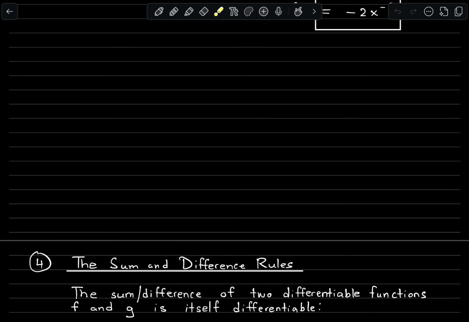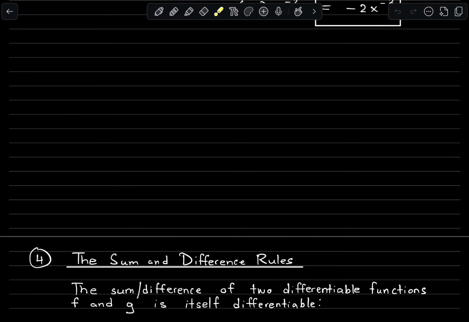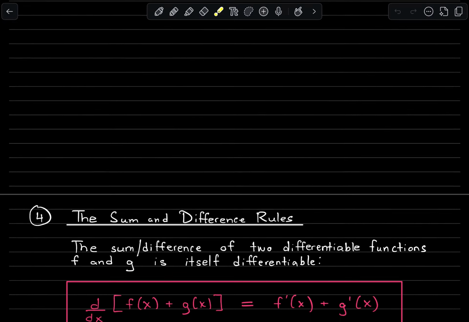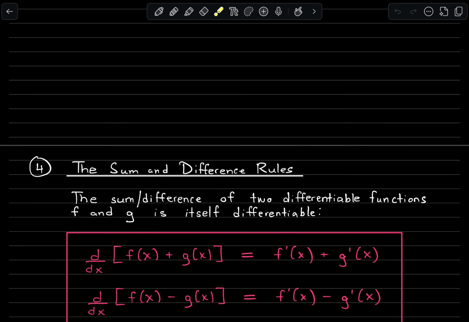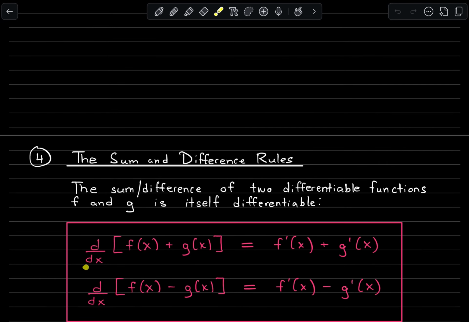Now let's talk about the sum and difference rules. The sum and difference of two differentiable functions, f and g, is itself differentiable, as in we can take its derivative. Okay, and it just follows this sort of rule right here. Very similar to limits, the derivative of the sum is equal to the sum of derivatives. So we can individually derive f of x, we can individually derive g of x, and then we can just add them back together. And that's what the derivative of f of x plus g of x is.